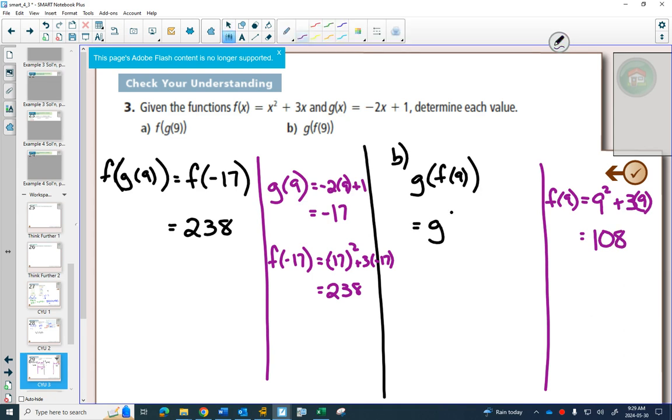So this is going to equal g of 108. And then off to the side again, I might go, okay, well, what is g of 108? That's going to be negative 2 times 108 plus 1. And you get negative 215. Awesome.